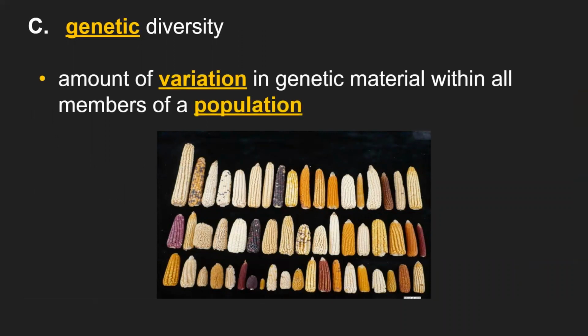Another thing is genetic diversity, and that is the amount of variation that you see within members of a population. So in this picture, this is all corn, but there's a lot of genetic diversity there. All the corn looks different. So if there's a high amount of genetic diversity, you'll see a lot of different traits within the same species. And if there's a low amount of genetic diversity, it means all the members of that species are going to look pretty much the same.